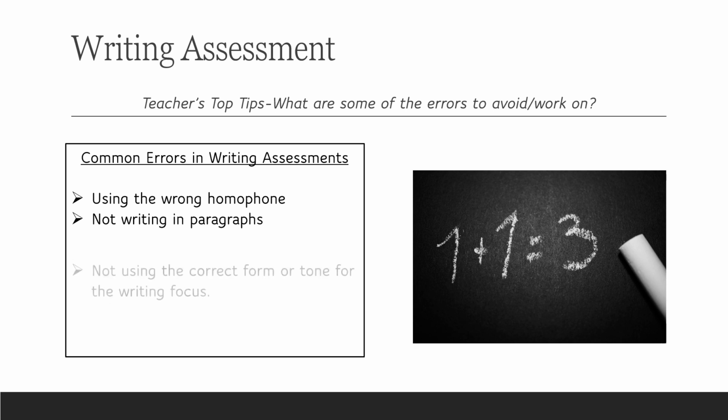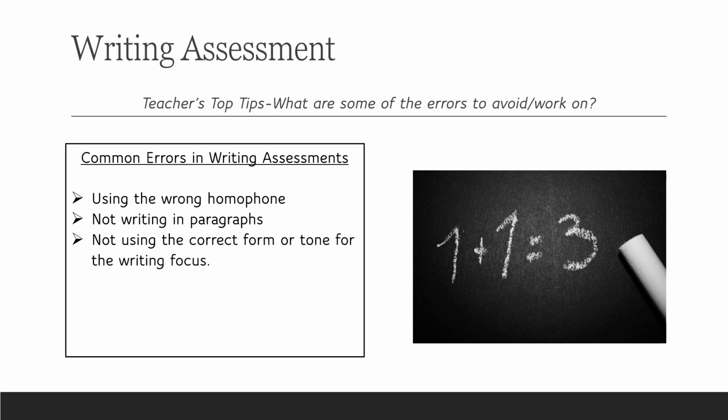Okay, the next one, the third one. So not using the correct form or tone for the writing focus. Now every single year when people have a writing assessment, there will be a certain form of writing that they don't want to do. So you have things like a leaflet, a speech, a blog, a report, or any other number of ones that could come up. And there'll always be one that people don't really feel that confident about. The important thing is that if you are, for example, being told to write a speech, you need to make sure that you're starting it the same way you'd write a speech. So those are key things to think about.